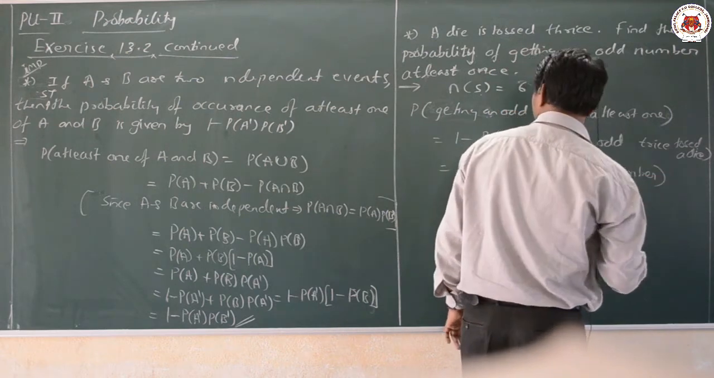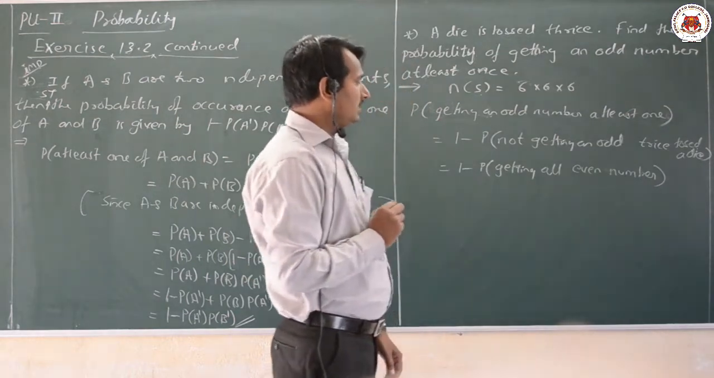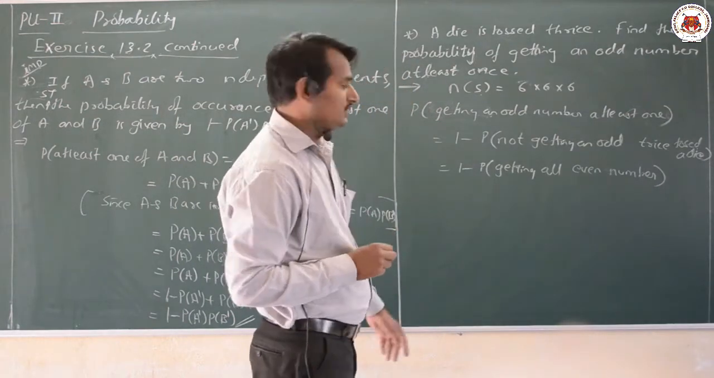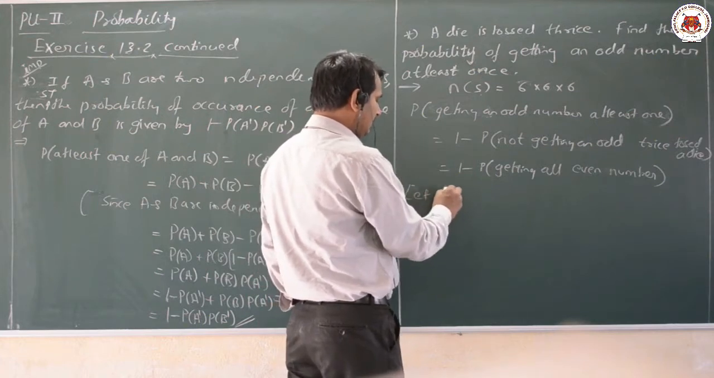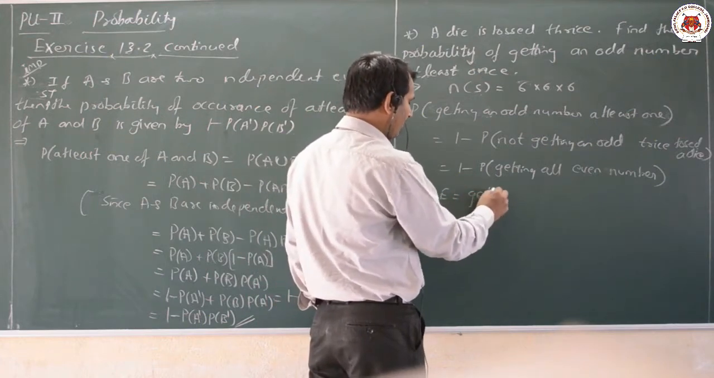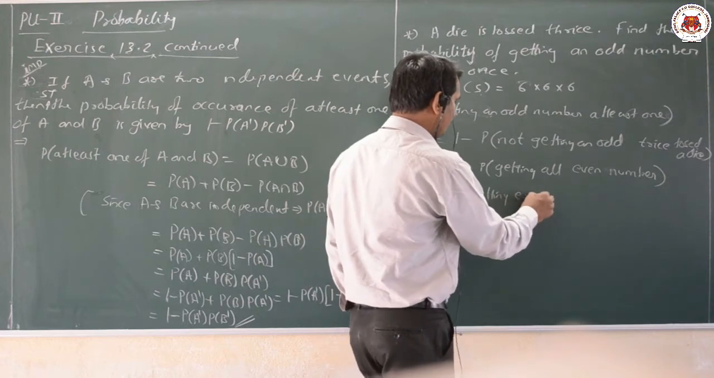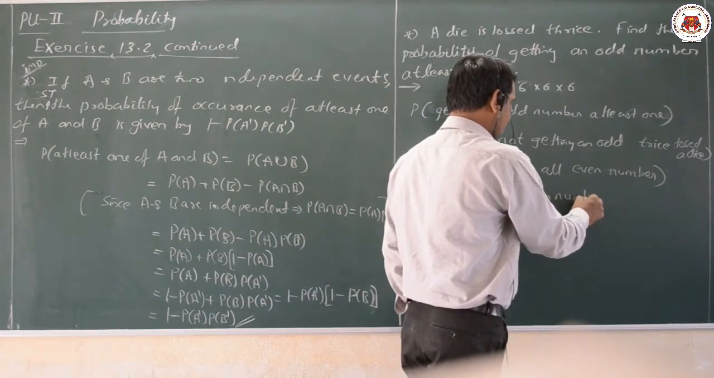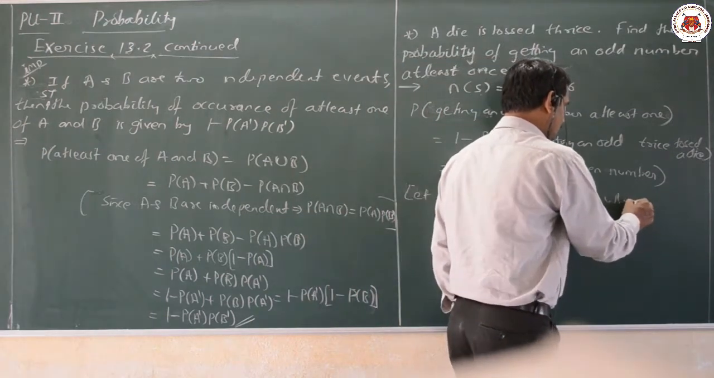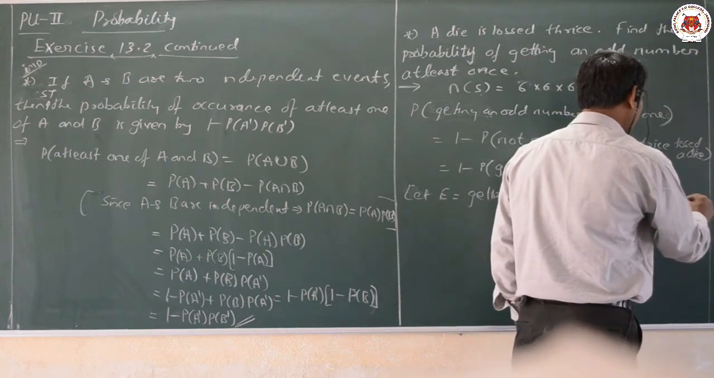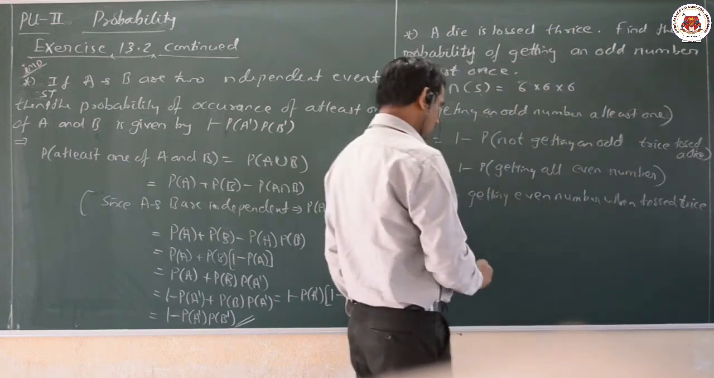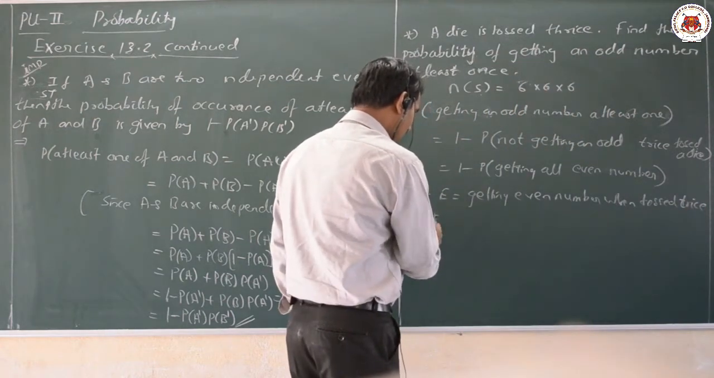Okay, this is one thing that we require to solve here. Now let us find out getting an even number. Let us take an event E here. Let E be getting an even number when tossed thrice. When tossed thrice, what we get here is n of E.